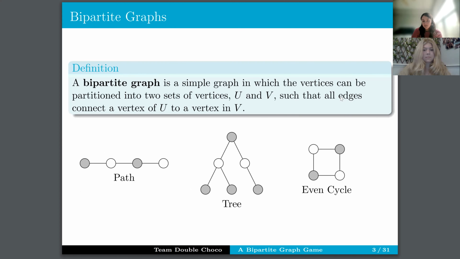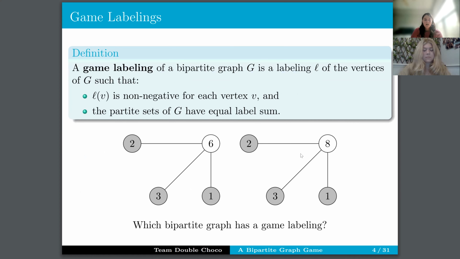So in particular, while working on this project, we looked at bipartite graphs, but especially the graph classes of paths, trees, and even cycles. We define a game labeling of a bipartite graph G as a labeling L of the vertices of G such that L of V is non-negative for each vertex V, and the partite sets of G have equal label sum.